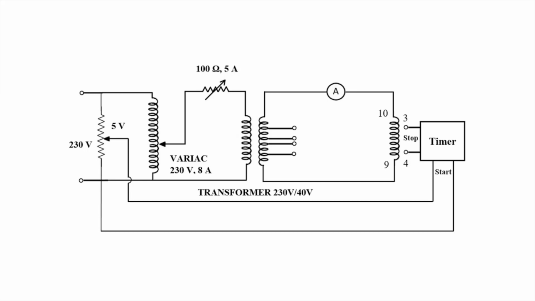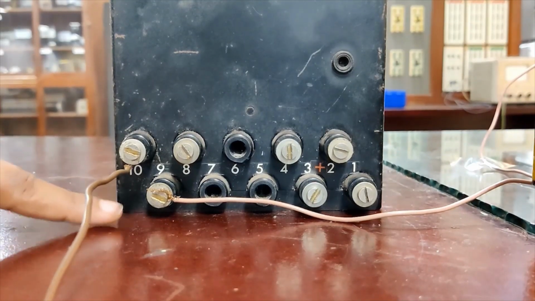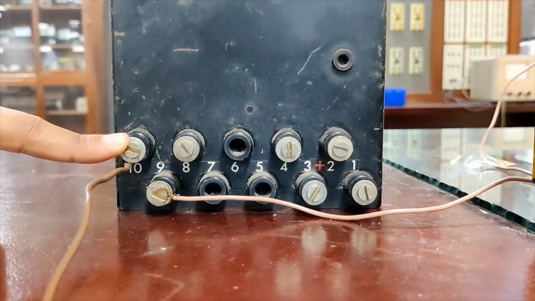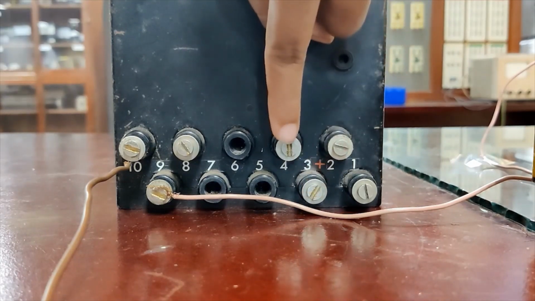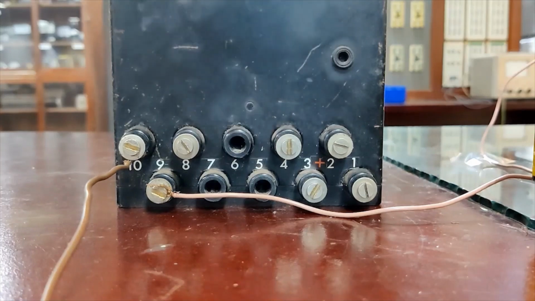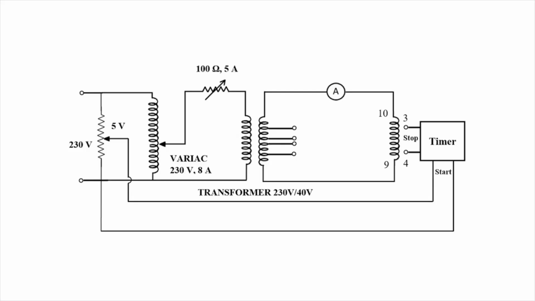Before moving to the secondary side connections of the transformer, let's identify the relay terminals to connect the circuit. This is the rear view of the overcurrent relay. Terminals 9 and 10 are used to connect with the circuit, while terminals 3 and 4 are used to connect the timer. We will be using a stopwatch during the practical instead of a timer connected to the relay.